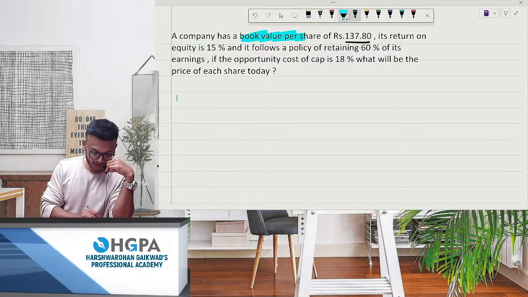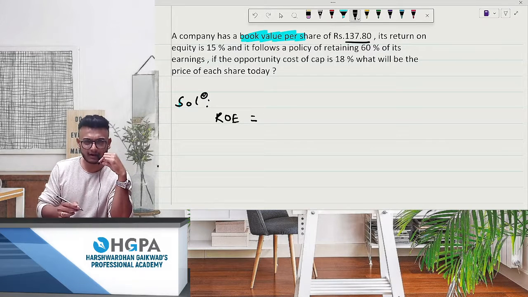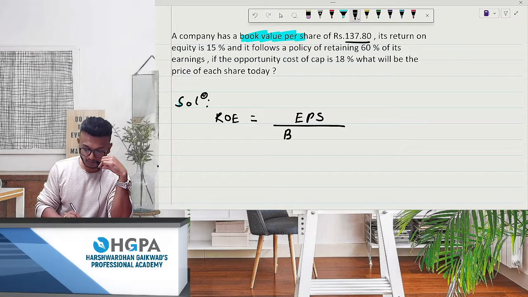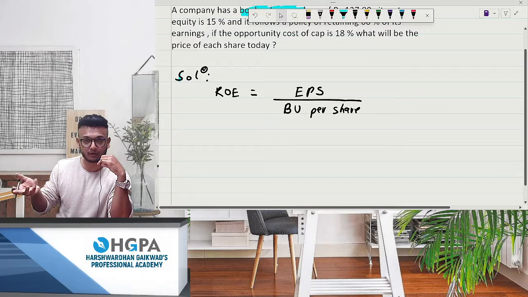Beautiful sum. See how to start this sum first. Understand what it is. So what you'll do first? First, you understand return on equity. What is the formula for this? It's earnings divided by book value. So I'll write your EPS divided by book value per share. That's the formula for return on equity. Basically how much you're earning as compared to your book value.